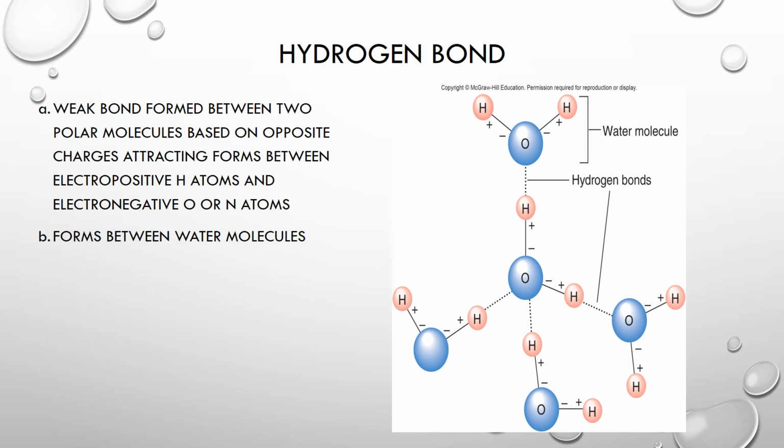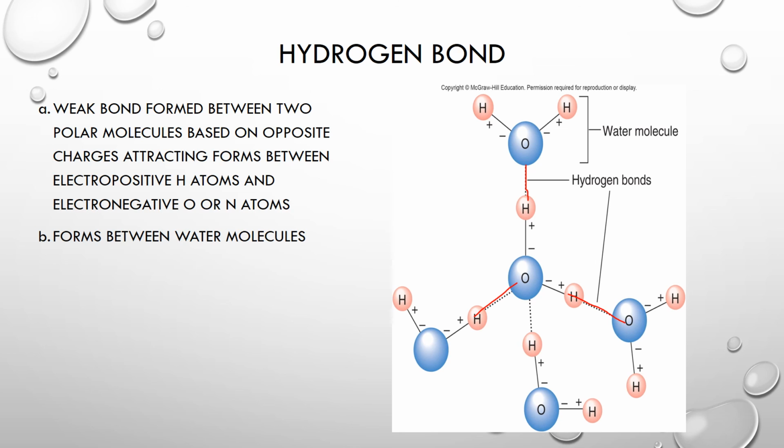The last type of bond that we'll cover is hydrogen bonds, which are a little bit unique because they are not based on electron sharing, okay? These are weak bonds that are formed between two polar molecules based on opposite charges attracting, between a positive and a negative, okay? An example of this would be between water molecules, where these hydrogen bonds from several other molecules of water are going to bind to one another, okay?